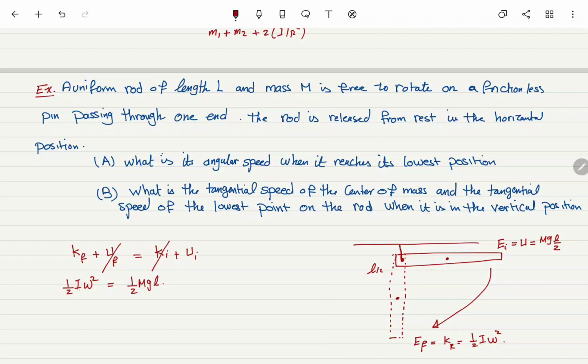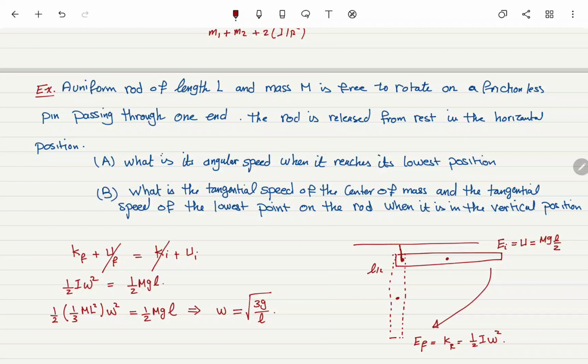Now for this rod, as we mentioned before, it's already calculated, so equal to half times 1/3 mL squared omega squared equal to half mgL. You just simplify this equation here, the omega equal to square root of 3g over L.